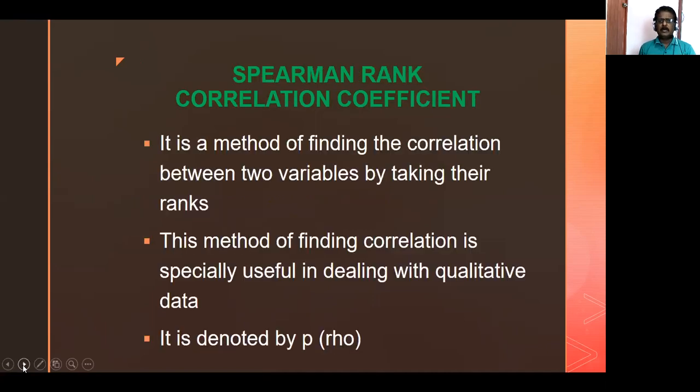It is a method of finding the correlation between two variables by taking their ranks. This method of finding correlation is especially useful in dealing with qualitative data like characters, attributes, and likewise. It is denoted by P, that is, rho.